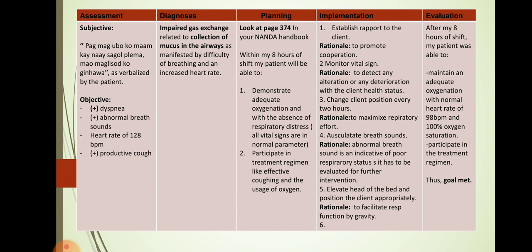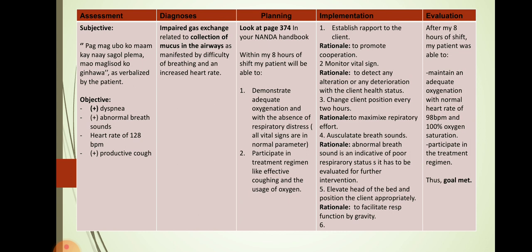Okay? Like for example, in your assessment, there must be subjective and objective data. But of course, there are instances, guys, where we have no subjective data, and we only see objective data, right? But in your example, your task for today is to give both subjective and objective. Okay? So your activity for today will be discussed further after this example.